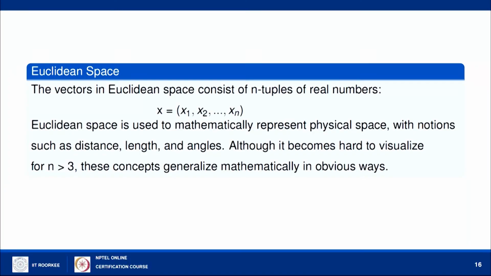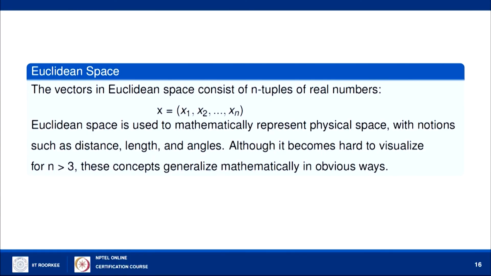Similarly, we are having Euclidean space Rn, where the vectors come from n-tuples, like a vector x is x1, x2 up to xn. Euclidean space is used to mathematically represent physical space with notions such as distance, length, angles, although it becomes hard to visualize when n is greater than 3. That is why I have given geometrical interpretation up to R3 only.